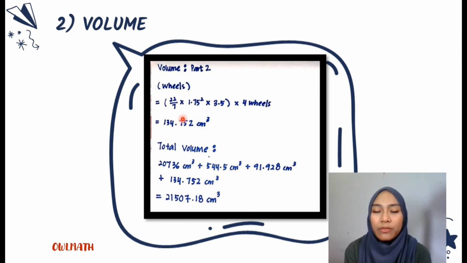The wheel is also a cylinder, so the formula is the same, pi times r squared times h. We have 4 wheels, so the answer is 134.752. For the total, we substitute all of the totals: this is for the rack, this is for the cylinders, and this is for the wheels. The answer is 21,507.18.